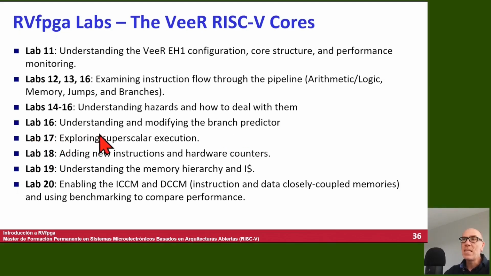Practice 17 explores the superscalar execution available in EH1. Practice 18 analyzes how to add new instructions and hardware counters. Lastly, 19 and 20 examine the memory hierarchy, focusing on instruction cache and data and instruction scratchpads. Additionally, commercial benchmarks are used to compare performance.